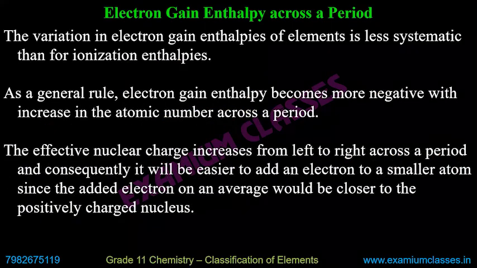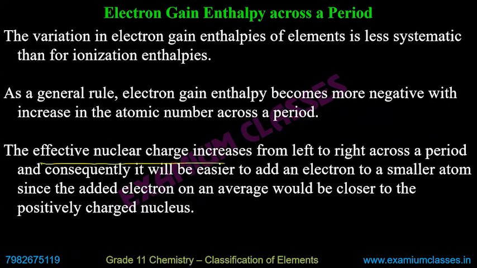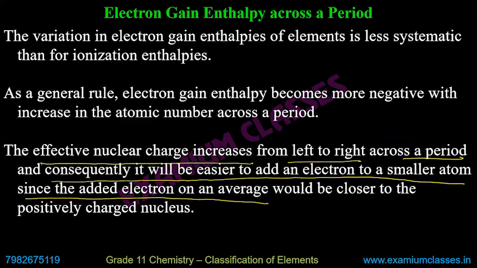So that is the reason. The effective nuclear charge increases from left to right across a period, and consequently it will be easier to add an electron to a smaller atom since the added electron on an average would be closer to the positively charged nucleus. So if size is small, the valence shell will be smaller. The electron will enter the valence shell. So, sir, the enthalpy would increase.